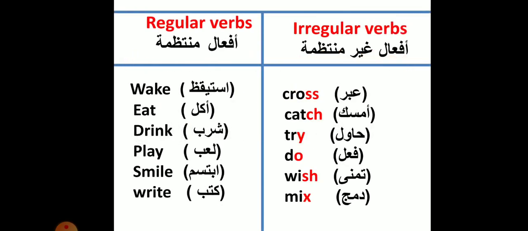So try to practice with these verbs. Okay, it's an exercise for you to prepare. Regular verbs and irregular verbs. Okay, I prepared for you regular verbs: wake, eat, drink, play, smile, and write. For the irregular verbs: cross, catch, try, do, wish, and mix. So please try to practice what we saw before.